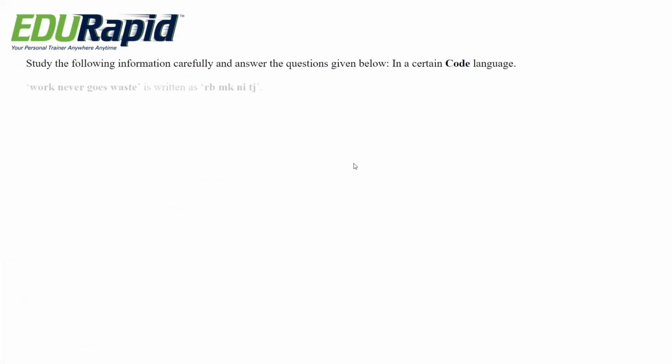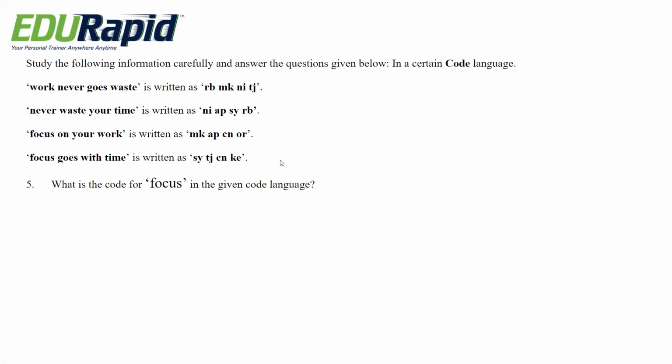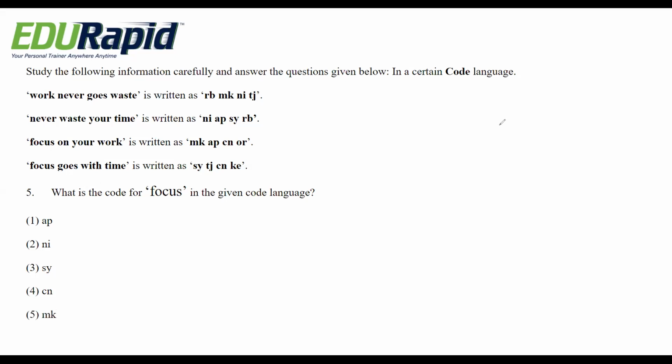Next question. These code languages are the same. What is the code for focus in the given code language? Options are AP, NI, SY, CN, MK.